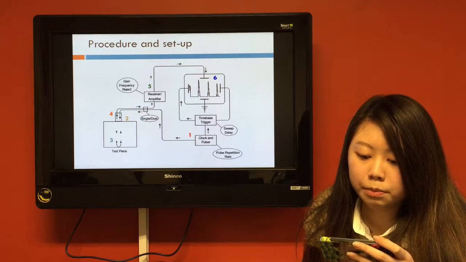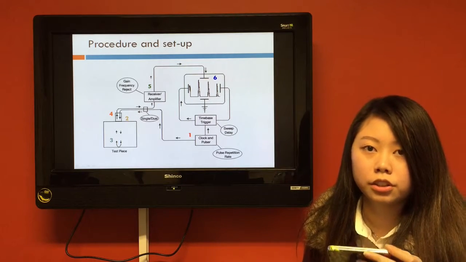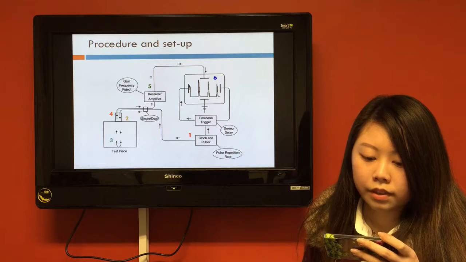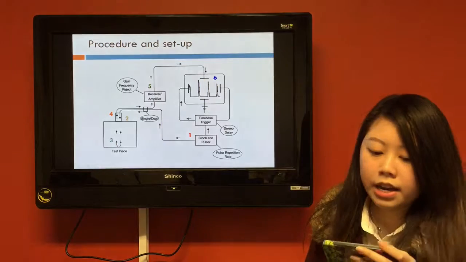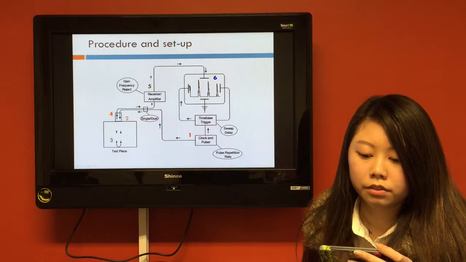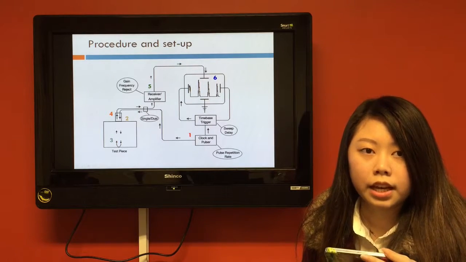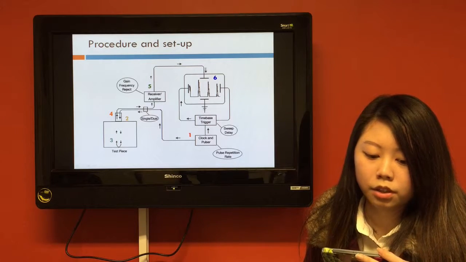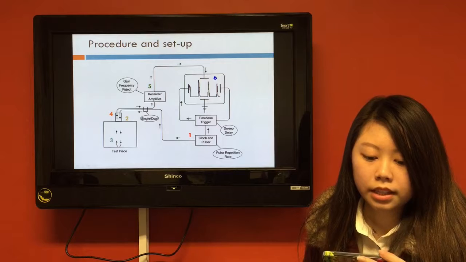which is a portion of its original value. The receiver or amplifier receives the reconverted voltage and amplifies it. The amplified voltage is sent to the vertical plane in the CRT.